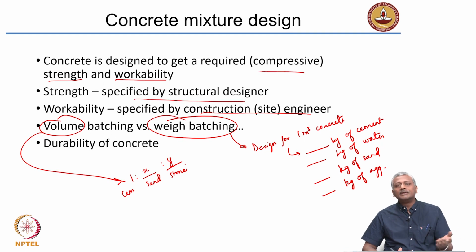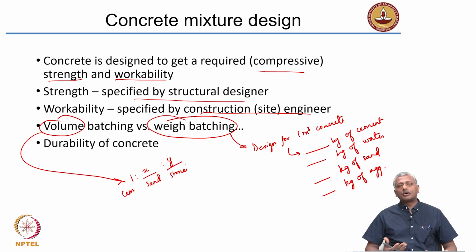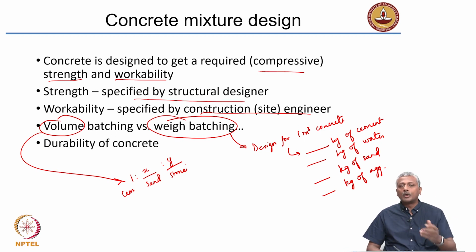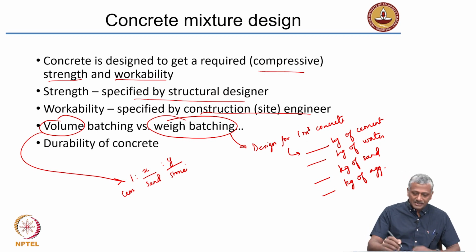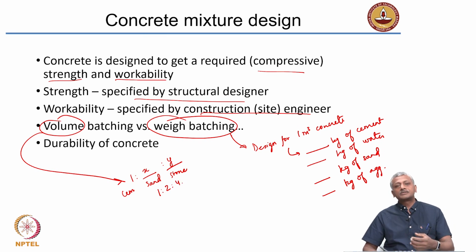So, that on the site you do not need to have the capacity to measure these things. You can just have this volumetric bucket which measures exactly one proportion and then proportion your materials accordingly. So, cement of 1 part, sand of x parts and stone of y parts. Typically, in most construction sites where they do volume batching, you will see that this sort of a volumetric ratio is 1 is to 2 is to 4 for most structural concrete.